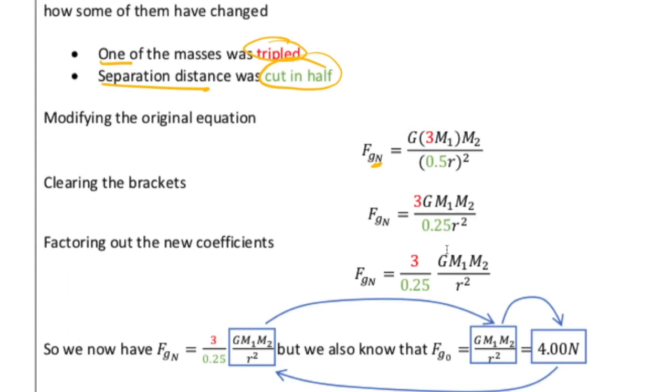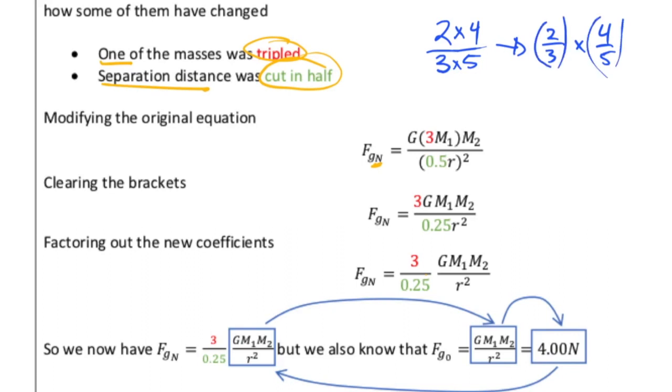Same thing with the denominator here. Now, if you'll notice, I've made a new fraction over here. And yeah, you can totally do that. Let's say we have 2 times 4 over 3 times 5. You can rewrite that as 2 over 3 times 4 over 5, and it will give you the exact same result. It doesn't make a difference. So whether we do this or that, it should equal the same.